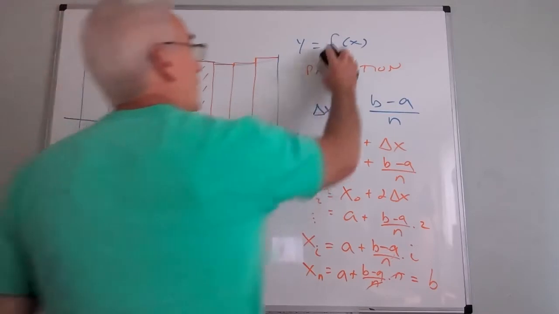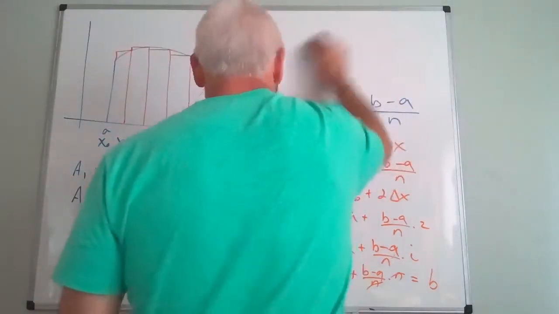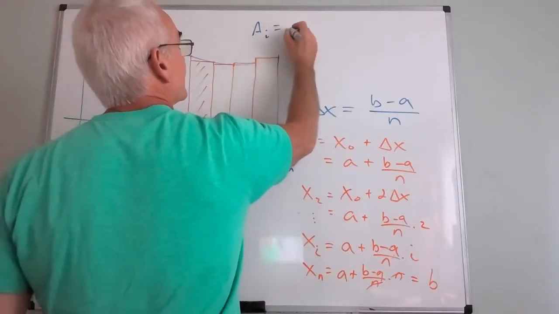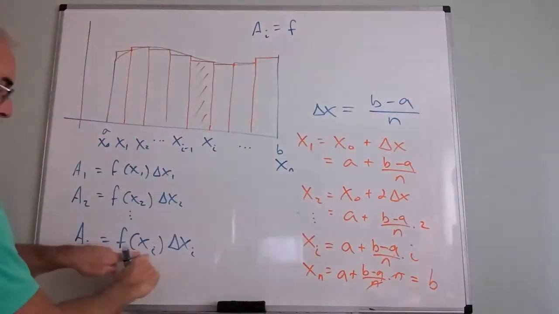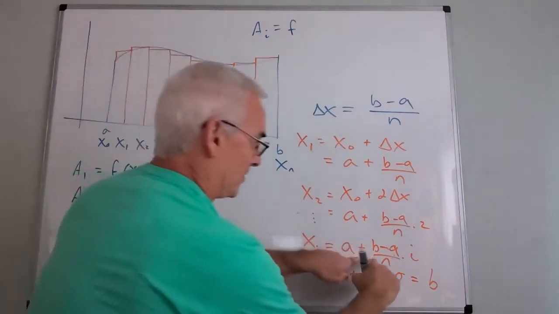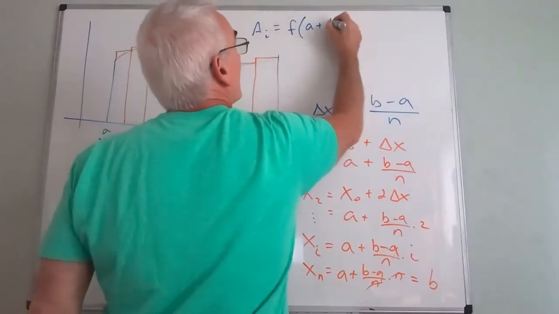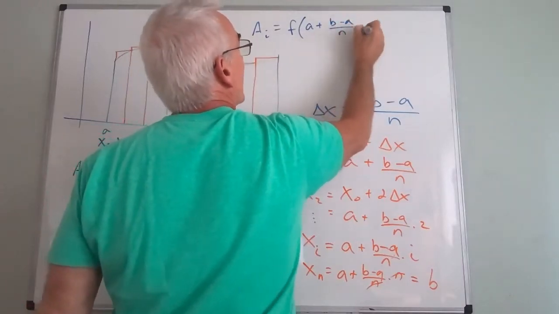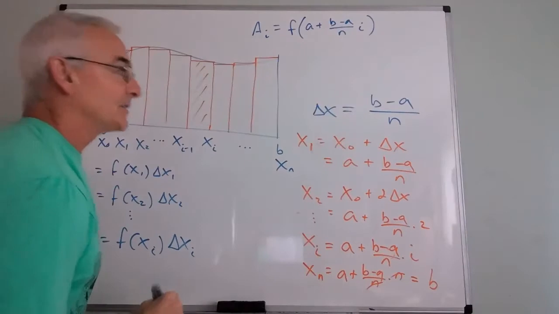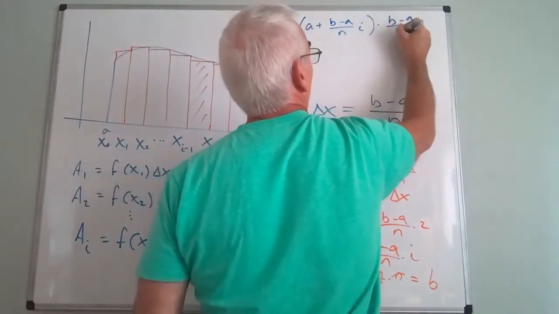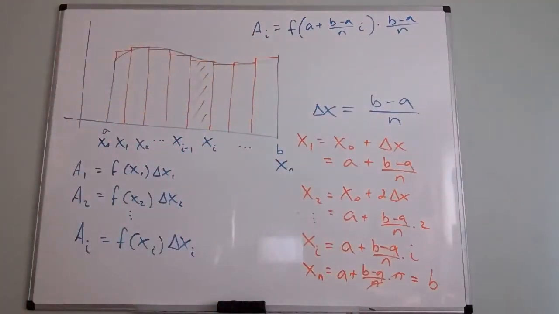So now I'm going to go ahead and erase this. I can say then that a_i is f of x_i, this, f of a plus (b minus a) over n times i, that looks kind of crazy, times delta x, so times (b minus a) over n. Now, as crazy as that looks, a, b, and n are constants.